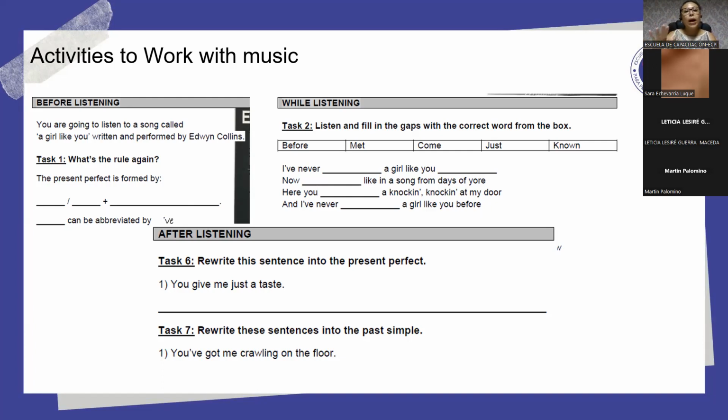So it means that during the song, they are going to listen to this structure. And there are more. While listening, for example, task 2, listen and fill in the gaps with the correct word from the box. Here we have the most common. Yes, listen and complete. After listening, we have rewrite this sentence into the present perfect. And task number 7, rewrite these sentences into the past simple. So with the song, you have the review of present perfect, you have the most common fill in the gaps, and also you have rewriting sentences.